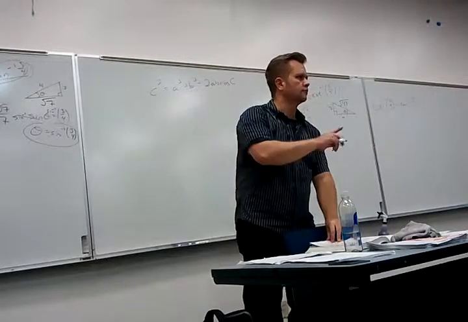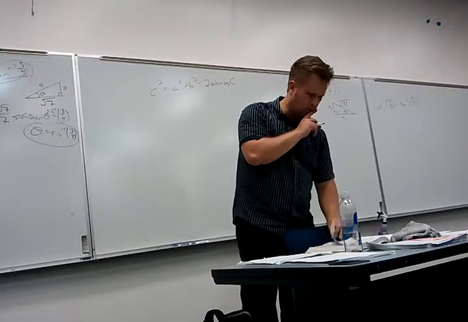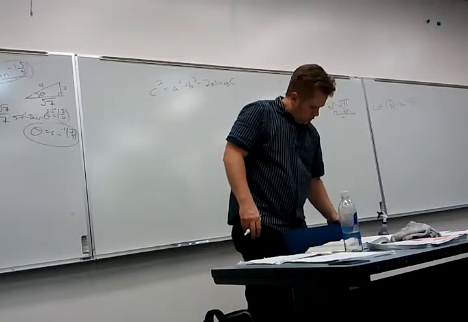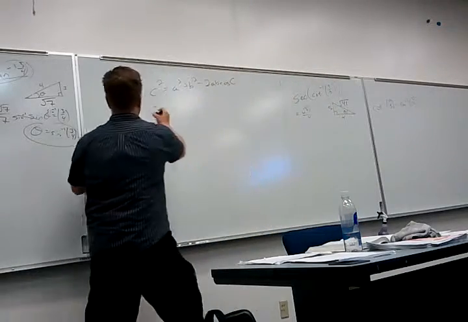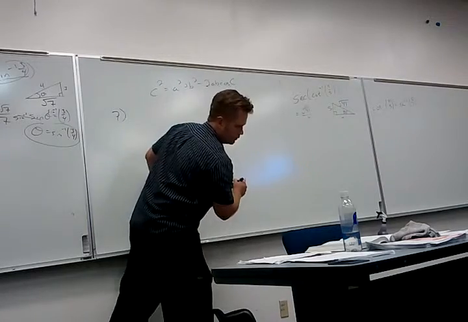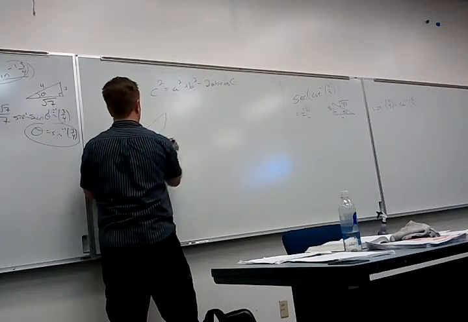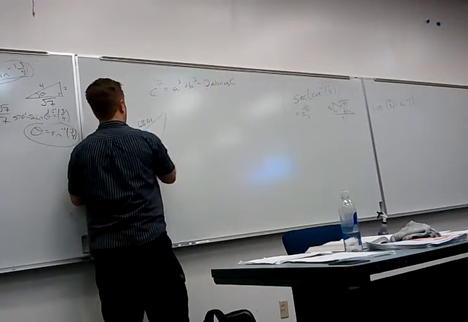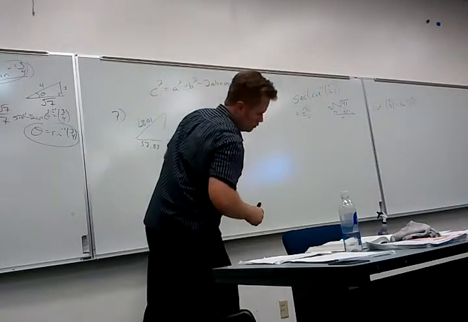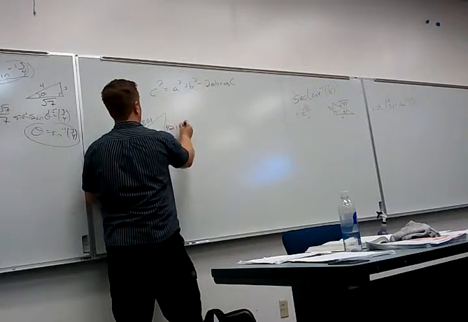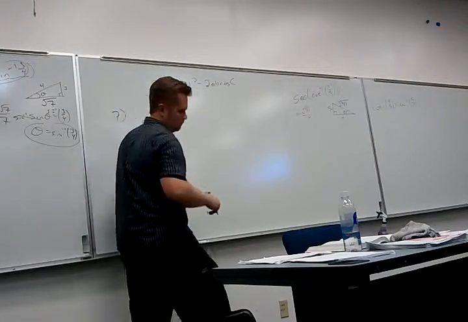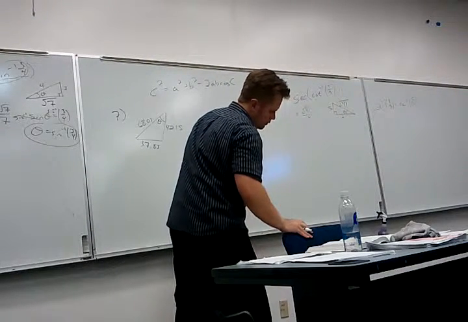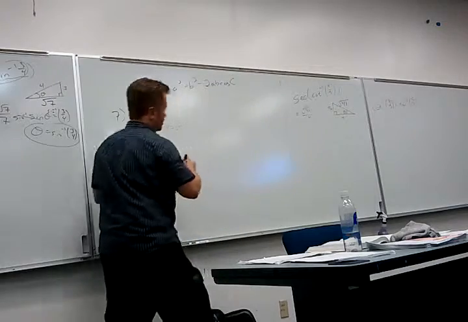Question number 6.6. This is question number 7. All right, cool. All right, so 7 has this triangle here. Pull it up. Which section? Six or seven? This is section 6.6. Yeah.